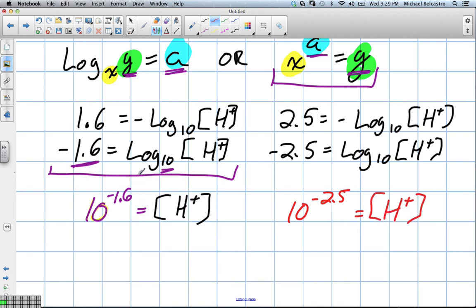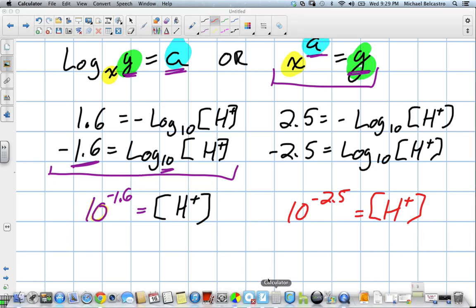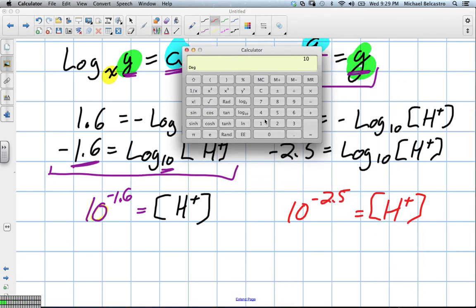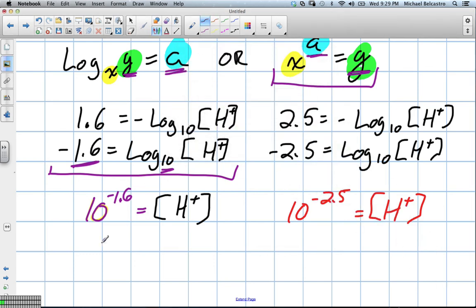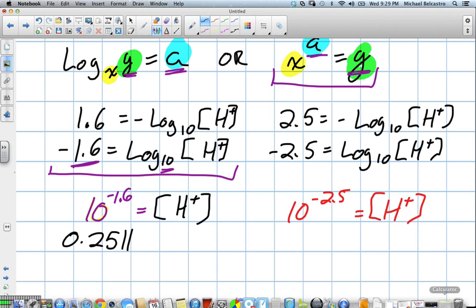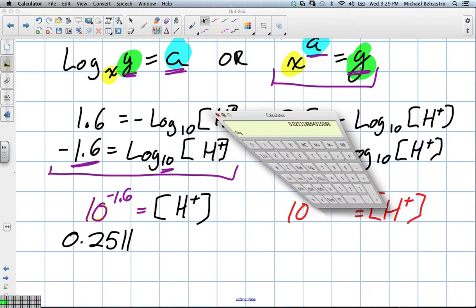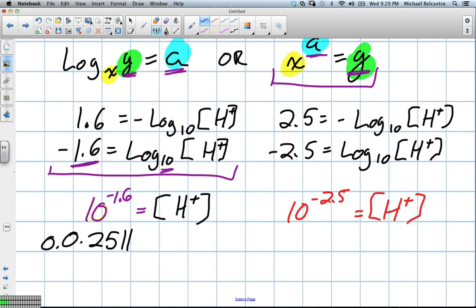So we find out what these are actually equal to. In this case, 10 to the power of negative 1.6 is 0.0251. So this is 0.25. I think I read that wrong. I think it's 0.0, yeah, 0.025. So 0.025. Did you calculate the other one by chance? Nope. It's right. 10 to the power of negative 2.5. Yeah. 0.00316.